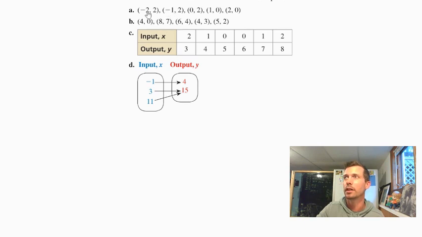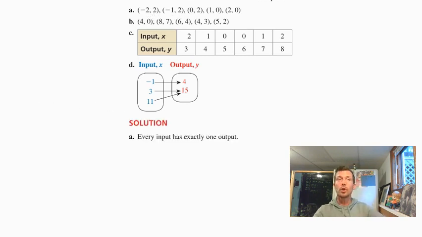So I'm looking at this. Each input, okay, -2 has 2, that's fine. -1 has 2, 0 has 2, 1 has 2. So there's no repeating x values here. So we're okay because -2 has its own output. -1 has just exactly one output. 0 has one output. 1 has 0 as an output, so just one output. 2 has one output. So we're good with this one. So this one would be a function, right? Because we know that for every input, there's exactly one output.